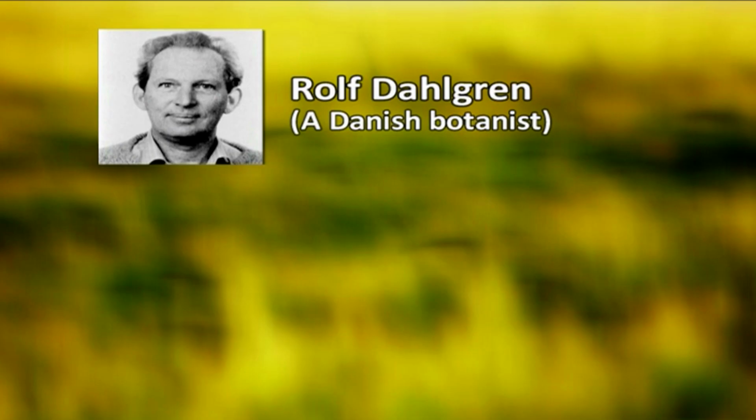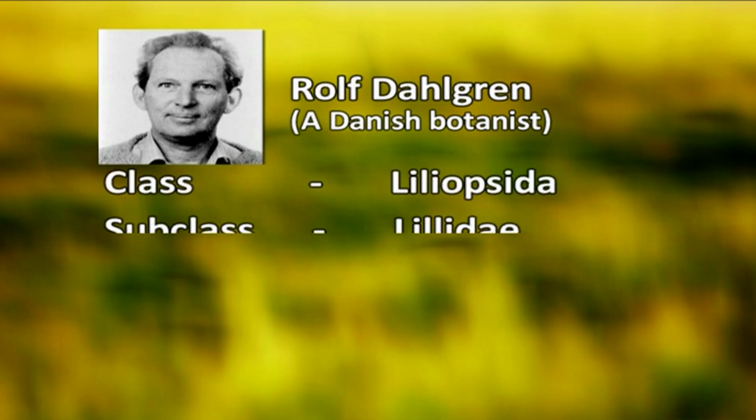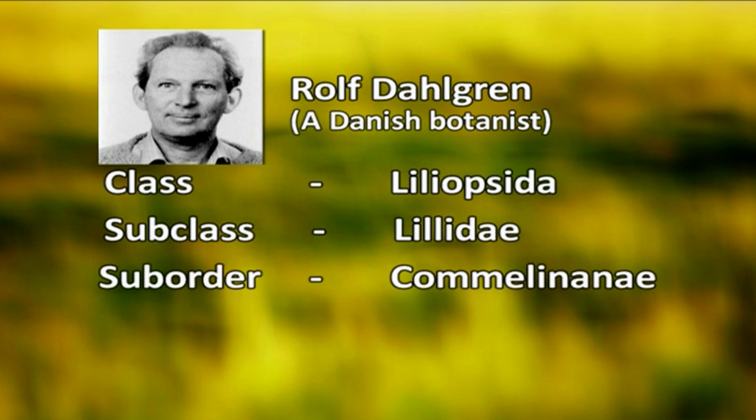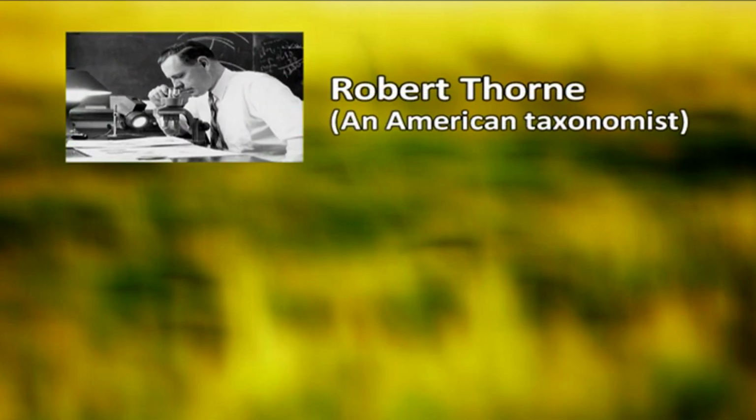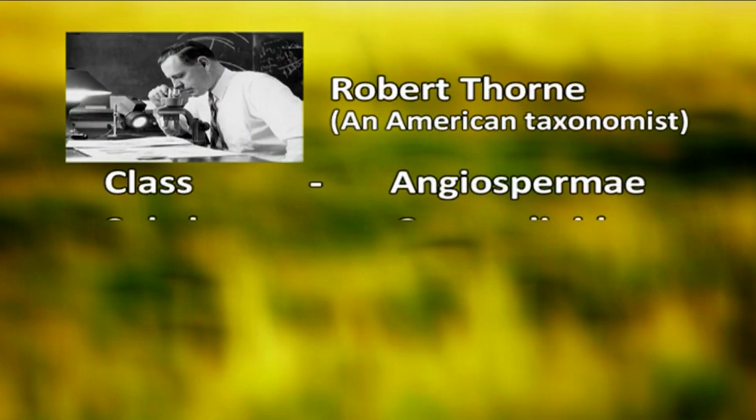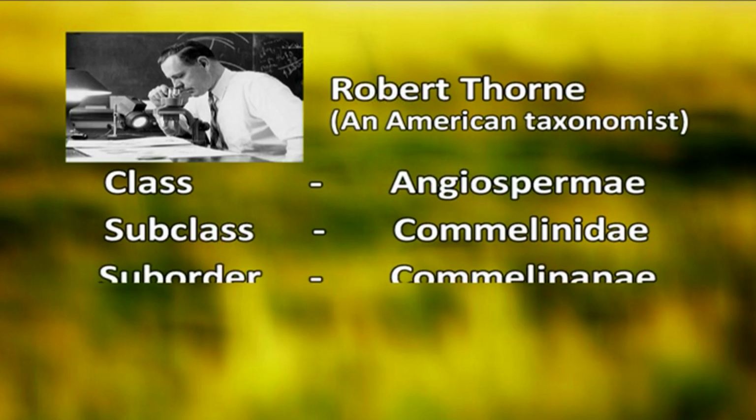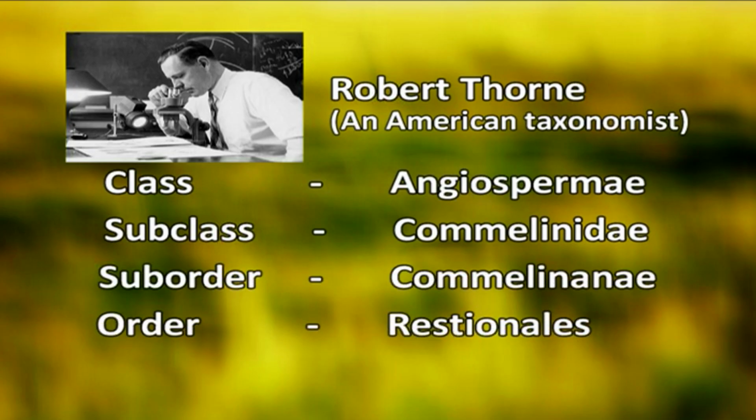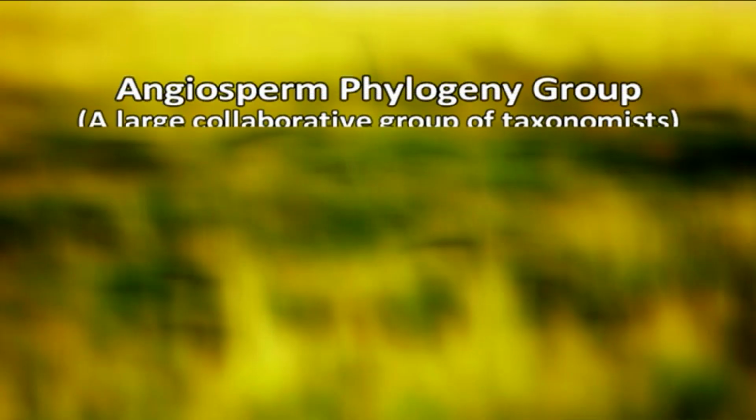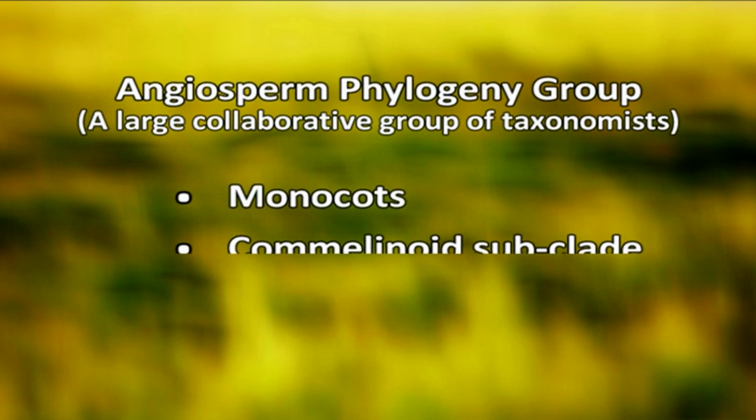Dahlgren, a Danish botanist, ranked this Poaceae family at the class Liliopsida and subclass Liliidae, superorder Commelinanae, and the order Poales. Robert Thorne recently ranked it at the class Angiospermae, subclass Commelinidae, superorder Commelinanae, and the order Restionales. Very recently, the Angiosperm Phylogeny Group, which is a collaborative group of taxonomists who have proposed a rankless classification, recognizes Poaceae under the monocots and subclade commelinids and the order Poales.